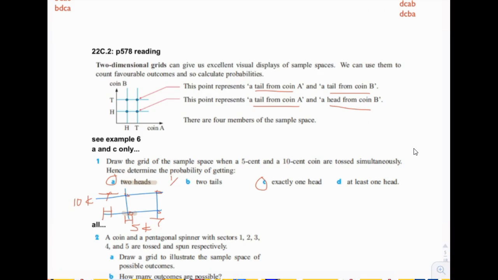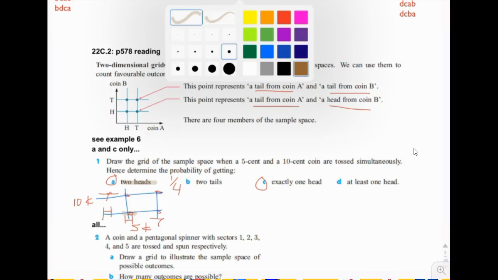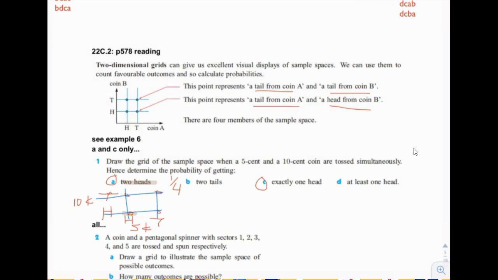What about exactly 1 head? How many possibilities are there for exactly 1 head? I would say, let's see, not that one. It would be heads tails or tails heads. And tails tails also not. So it would be 2 out of 4, which is equal to 1/2.